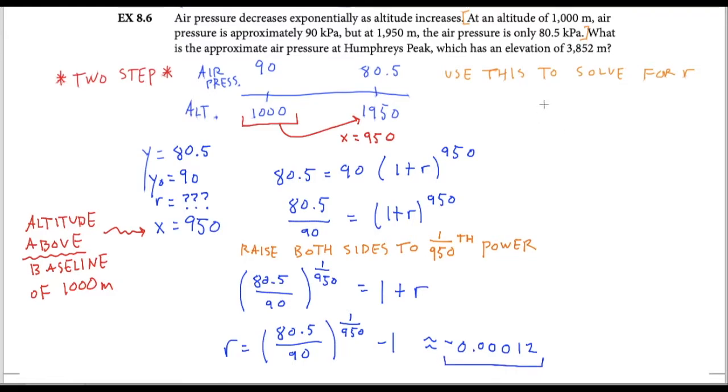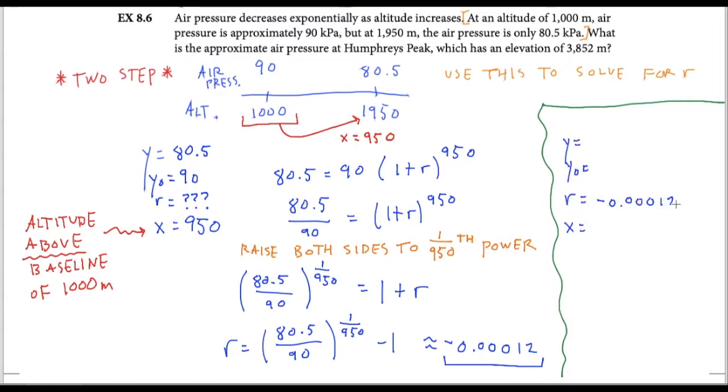For the second part of this problem, I will now use that rate to calculate the air pressure at Humphreys Peak, which has a specified altitude. Note that I'll use the rate that I just calculated, and then recall that my x is measuring the altitude above a baseline of 1,000.